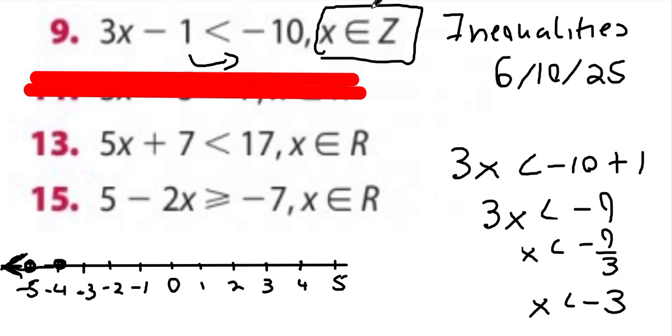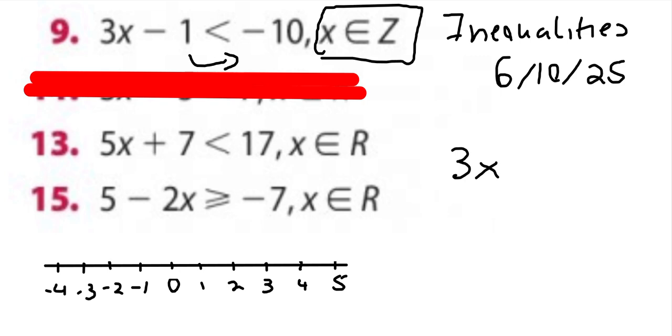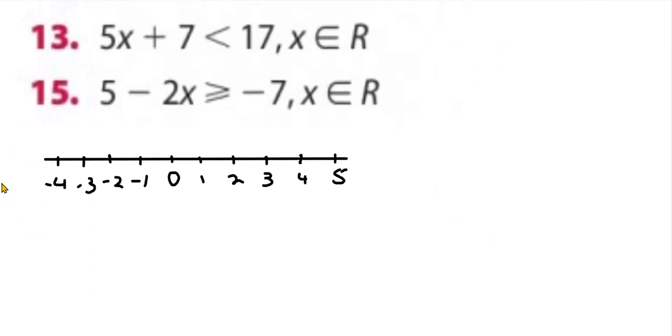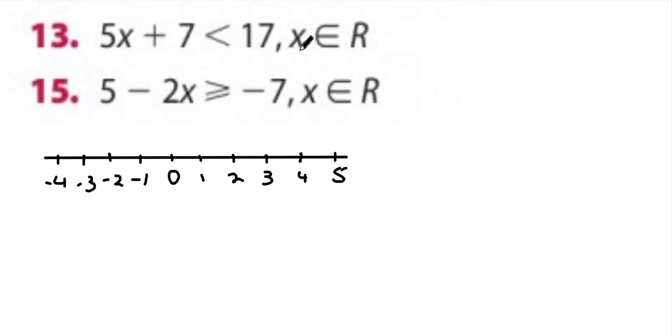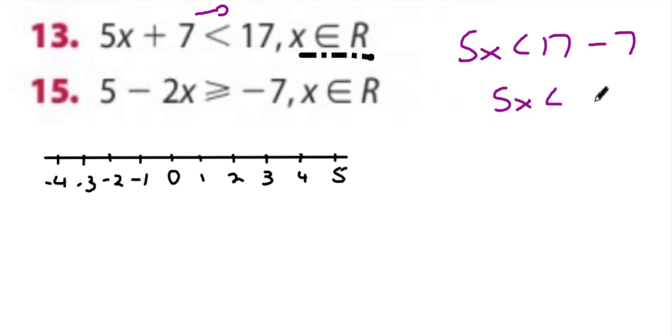Okay, let's have a look. So, in question 13, sorry, I'm just going to undo what I did earlier. Okay, there we go. So for question 13, which is this one here, it's x is an element of R, which means it's a line, okay? And then we're going to move the 7 to the other side, and what happens? 5x less than 17, take away 7. 5x less than, anybody? 10, and then divide it by 5.